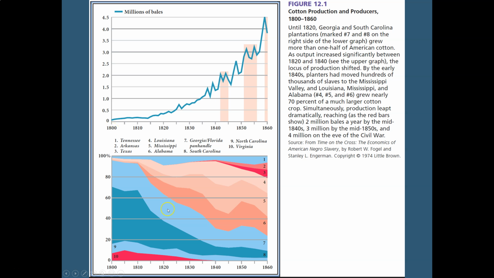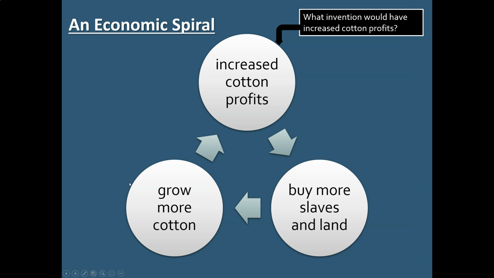You can also see the states that are most heavily involved in this production. For example, Virginia was, and then they're not. But then states that really didn't produce a lot began to produce a lot. And this reflects the westward migration of slavery primarily.